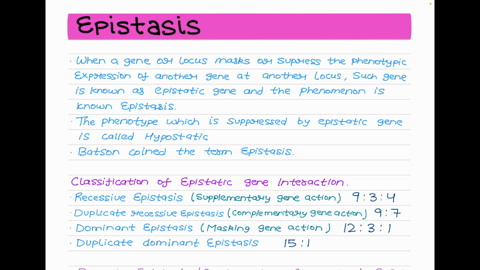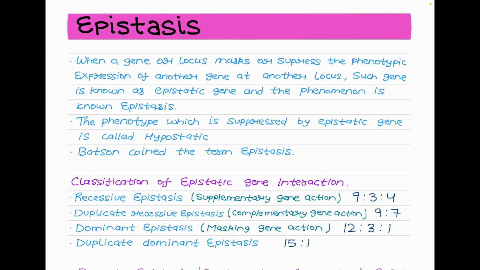In classical Mendelian genetics, we learn that two genes assort independently and together produce the phenotypic ratio of 9:3:3:1 in a dihybrid cross. But in real life, inheritance is more often complex than what Mendel observed. Genes do not always act in isolation. Instead, they frequently interact with one another.